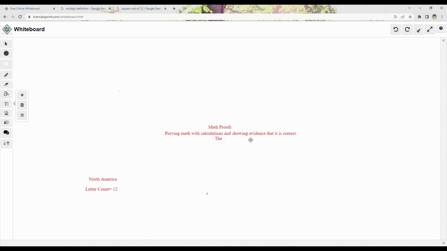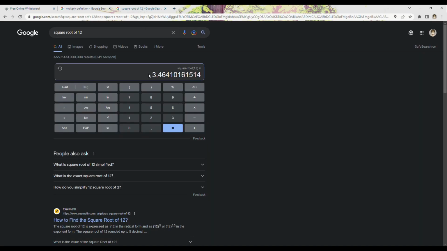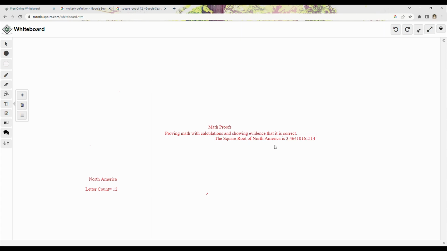The square root of North America. We're gonna copy and paste this. We don't have much time here. I don't want to get beat by my parents. It's 3.416 and now we're gonna prove that to you.